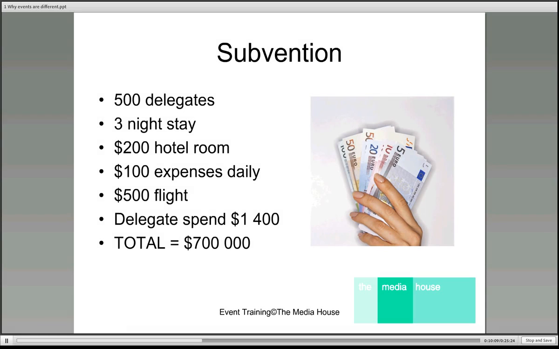And despite the graphic there, subvention doesn't have to be in the form of cold, hard cash. You see, subvention could also be a city giving every single one of your delegates a free travel card, or a free museum pass, or offering to host a reception with the mayor. It can be a whole host of things. You just need to ask the question.